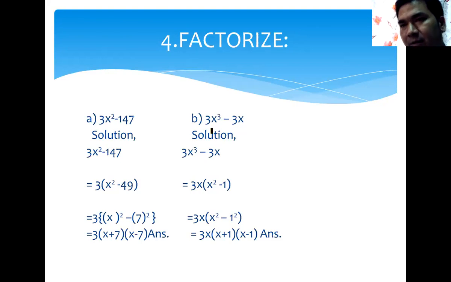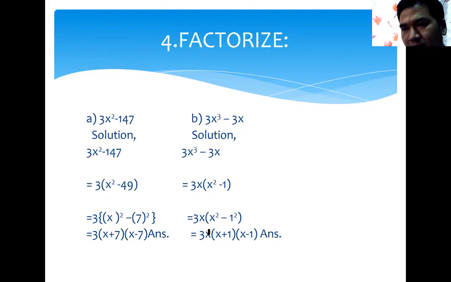A similar question is here also: 3x cube minus 3x. Write the question again. What is common here? First we will take common. 3x is common, and x square minus 1 is left. Now 3x common, then 1 is left. And now 3x stays outside, then we can write x square here, but in place of 1, we can write 1 square. And it will be a square minus b square.